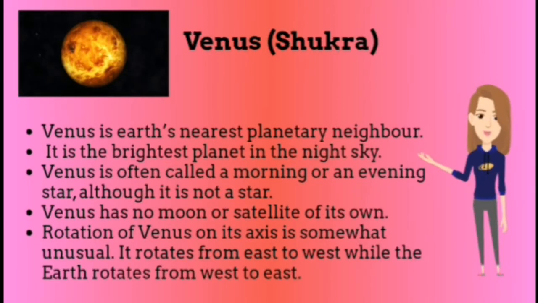Venus, Shukra. It is the second planet from the sun. Venus is Earth's nearest planetary neighbor. It is the brightest planet in the night sky. Venus is often called a morning or an evening star, although it is not a star, because we can see Venus with our eyes in the morning and evening. Venus has no moon or satellite of its own. Rotation of Venus on its axis is somewhat unusual. It rotates from east to west while Earth rotates from west to east.